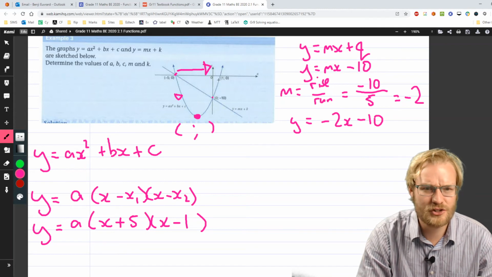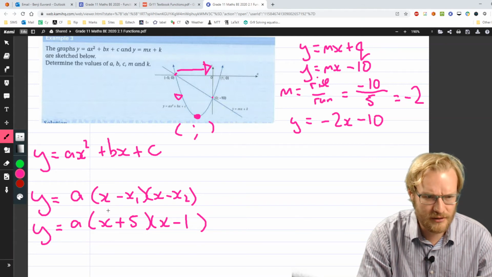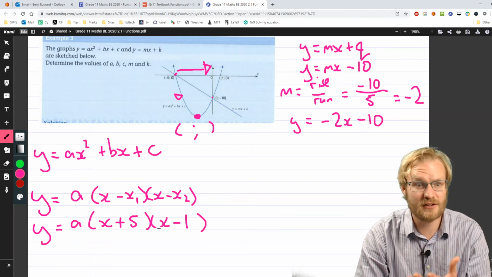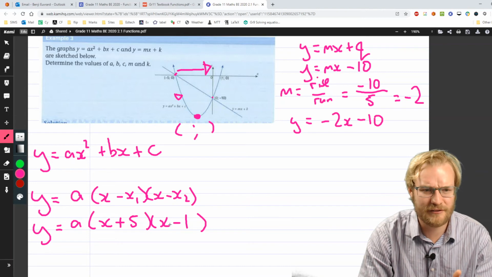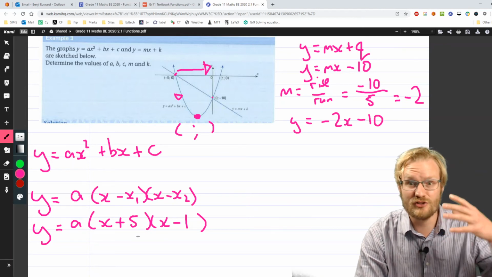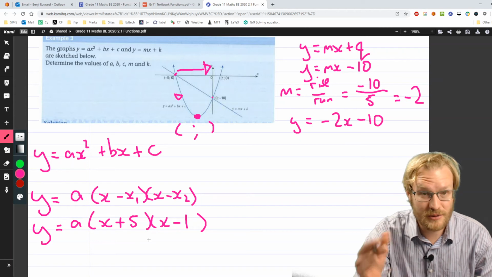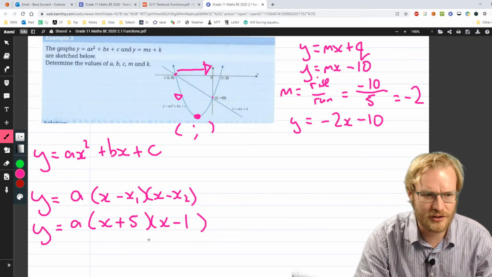If we substitute in 1, what would happen here? We'd expect our output to be 0. Well, we substitute 1, this bracket here is 6. A times 6 times, what would this bracket be? 1 minus 1, 0. So A times 6 times 0, our output would be 0. So it fits in quite nicely. And as I said, you ended up by factorizing at the end when you're drawing your parabolas right at the beginning of this section. So we're just doing that again, just in reverse.